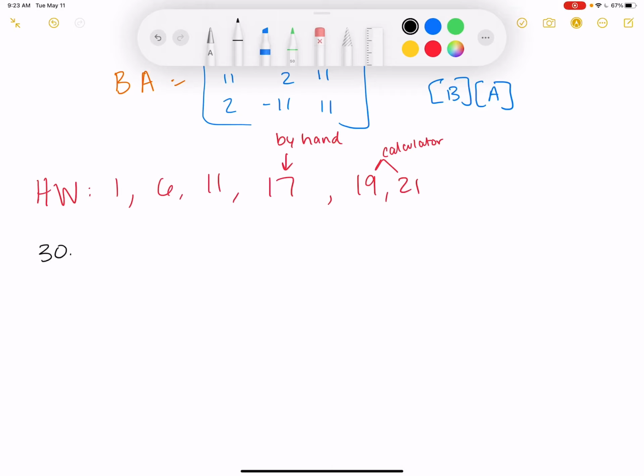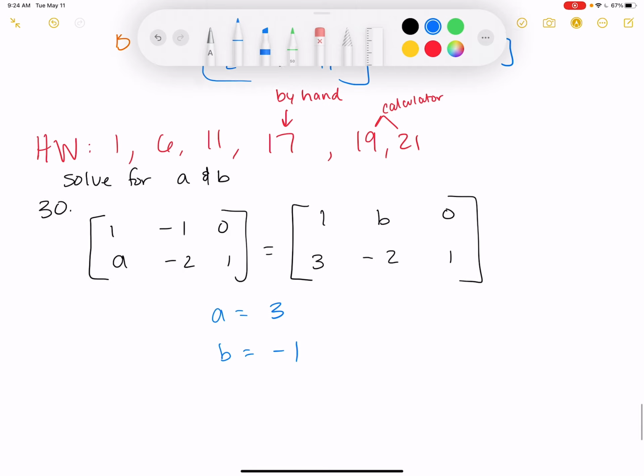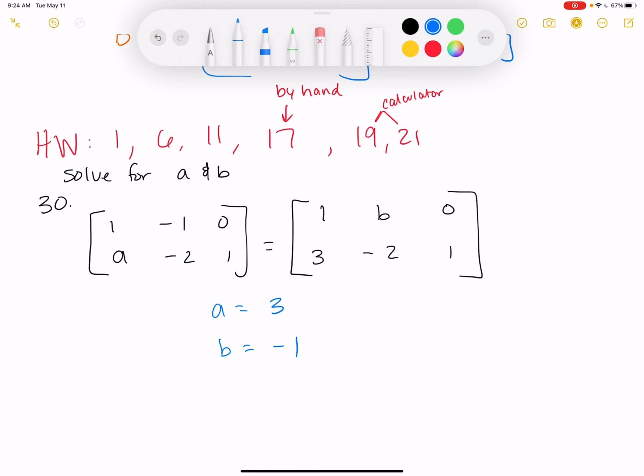Number 30. Okay, these ones say to solve for A and B. So we've got 1, -1, 0, A, -2, 1 is equal to 1, B, 0, 3, -2, 1. So what is A equal to and what is B equal to? A is 3, B is -1, okay? Same spot in the matrix. They're supposed to be equal when they have equal dimensions like that.